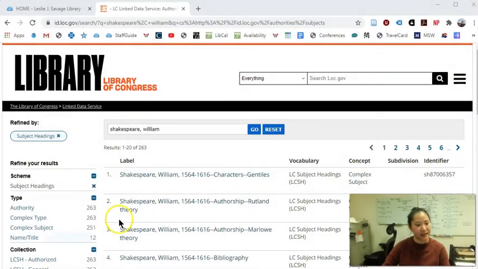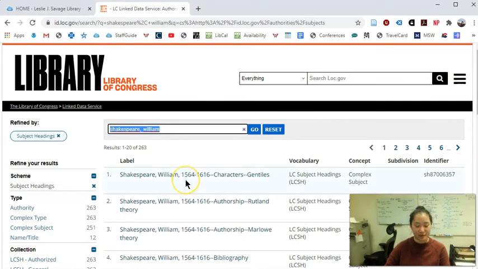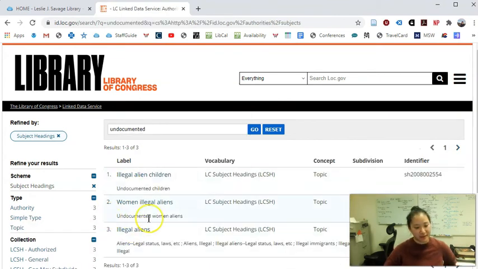The third and final thing will be explicit bias. Library of Congress subject headings include, by an act of Congress, the term illegal alien. That is the preferred term. So if you put in undocumented, the only things that come up are illegal aliens, women illegal aliens, and illegal alien children. It's a little bit problematic and not great.